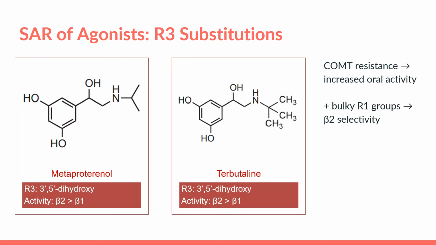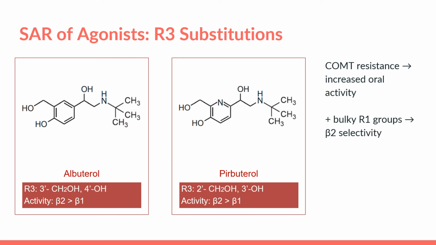Again, since the 3', 4' dihydroxy substituted benzene ring is a substrate for COMT, changing the substitution to a 3', 5' dihydroxy group will prevent metabolism by COMT, and thus make the molecule orally active and have a longer duration of action. An example of this can be seen in metaproterenol and terbutaline. Additionally, we can infer from the bulky group substitution at R1 that this molecule is beta-2 selective.